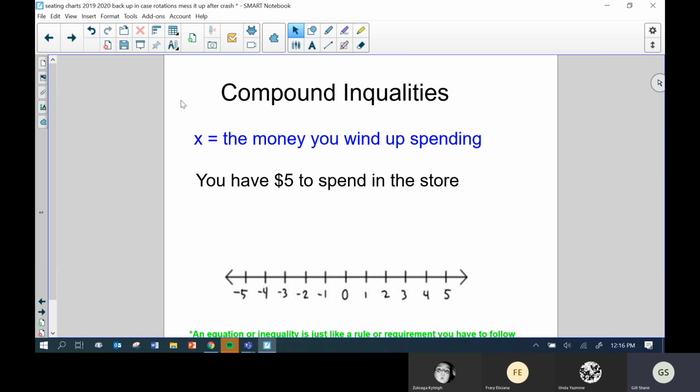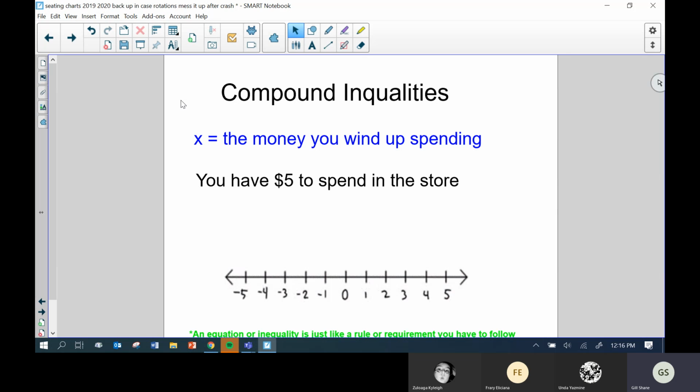All right, so we did inequalities, and I have a really super simple inequality here. You go into a store with $5. You have the variable x representing how much money you wind up spending. What did we say x could be when you go into that store? What are the numbers? Let's just throw out some numbers to start out with. You go in with $5, how much might you spend? How much could you possibly spend?